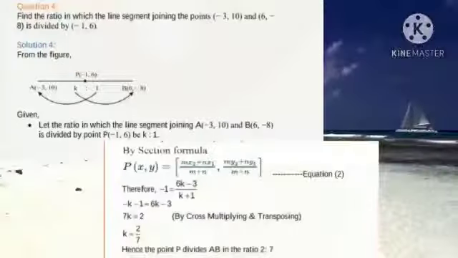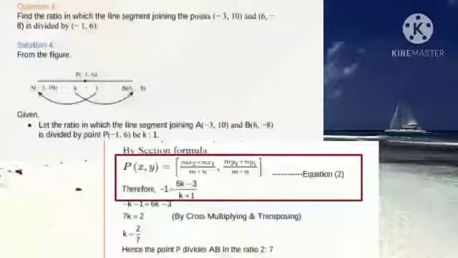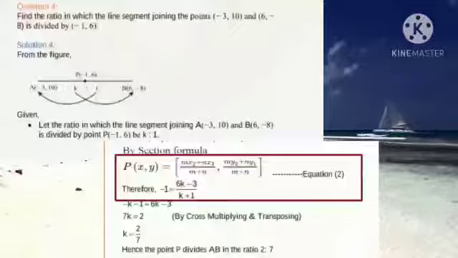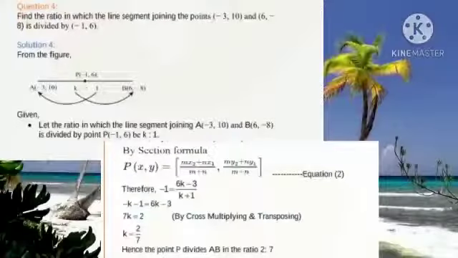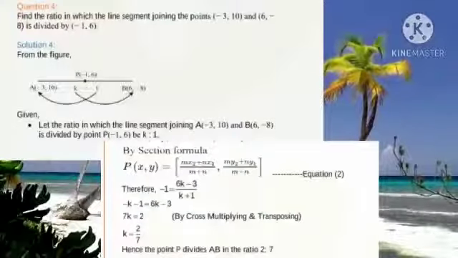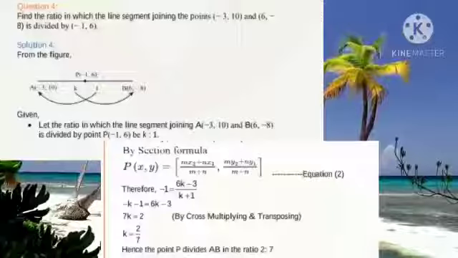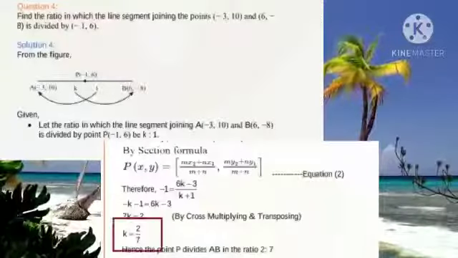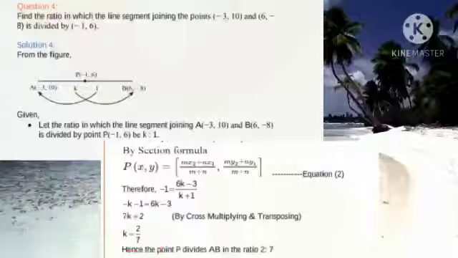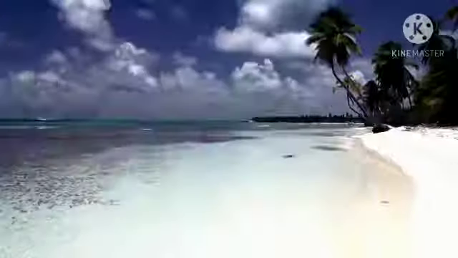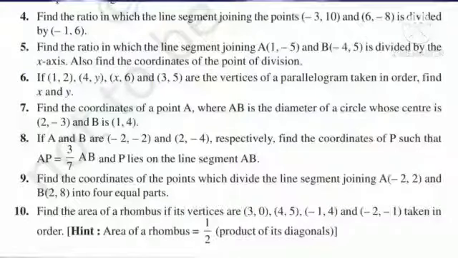By using the formula for x we can write (m1x2 + m2x1)/(m1 + m2), and that will be equal to -1, which is the value of the abscissa for the point P, and finally we get the value of k as 2/7. So we can say that the point P divides AB in the ratio 2:7. Let us move to question number 6.